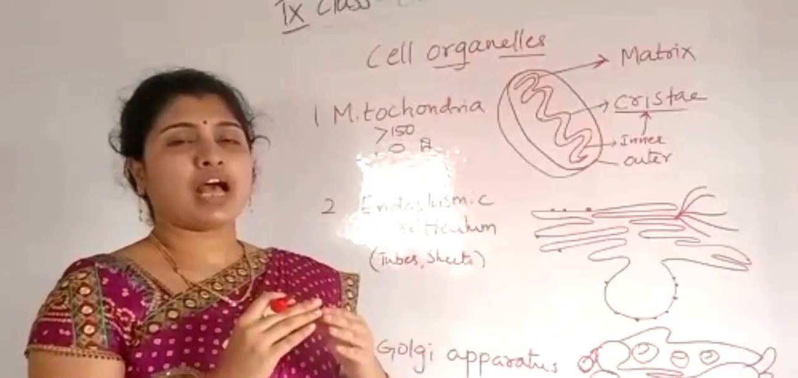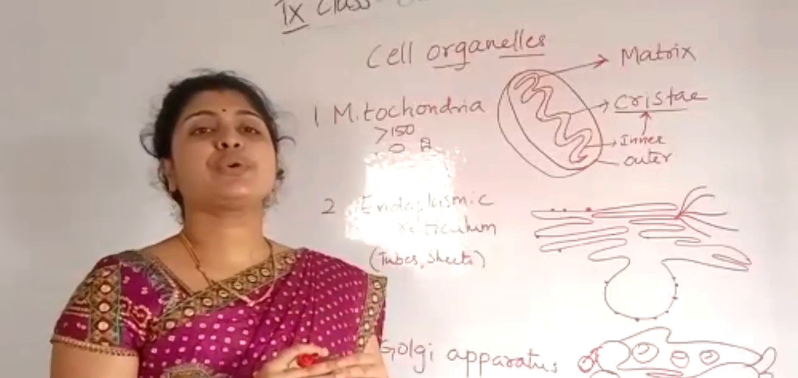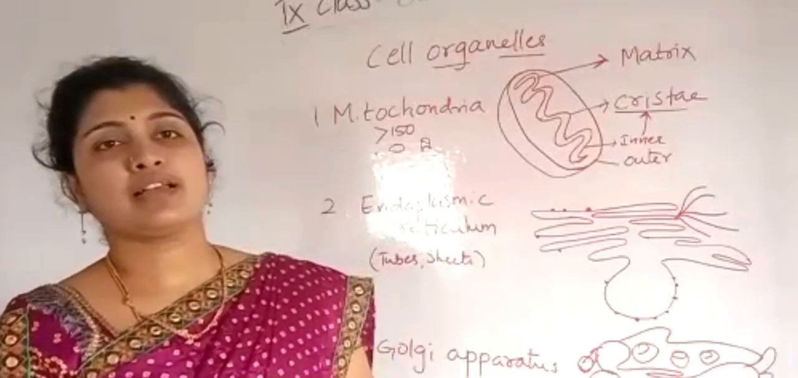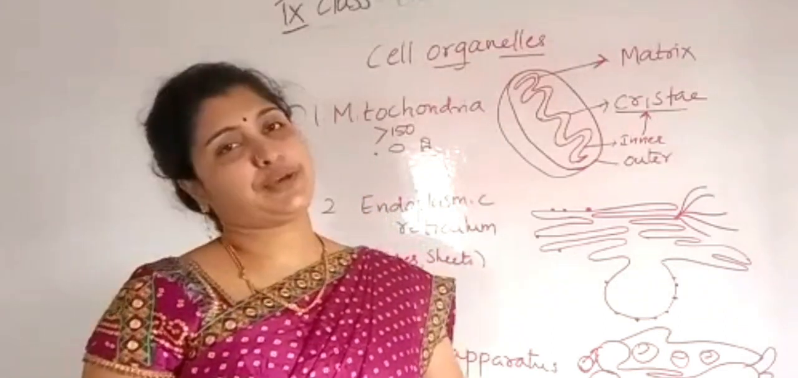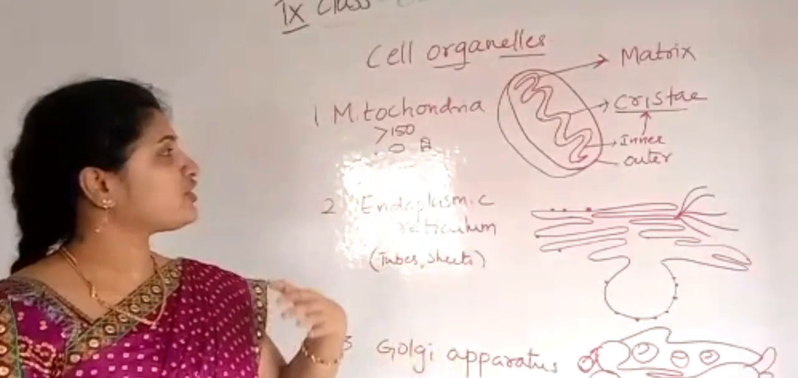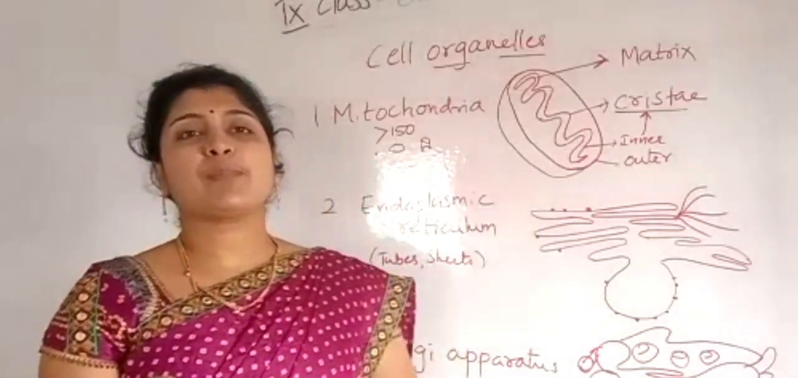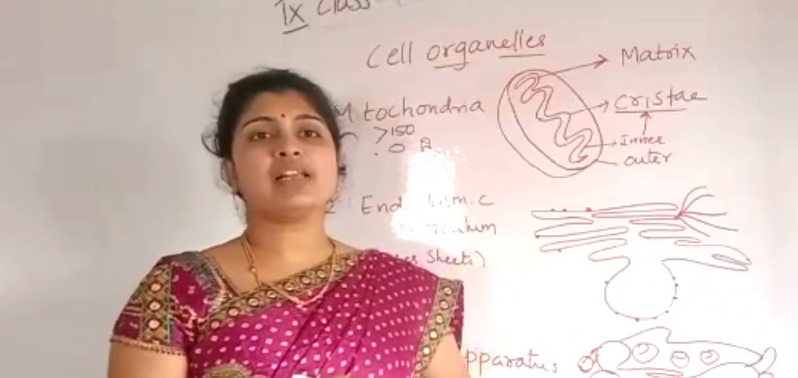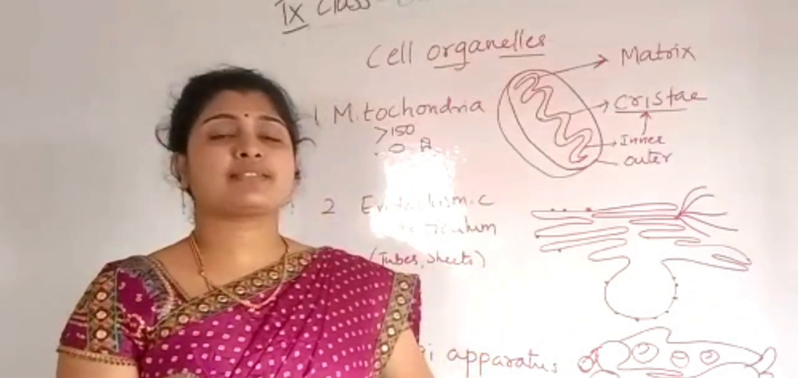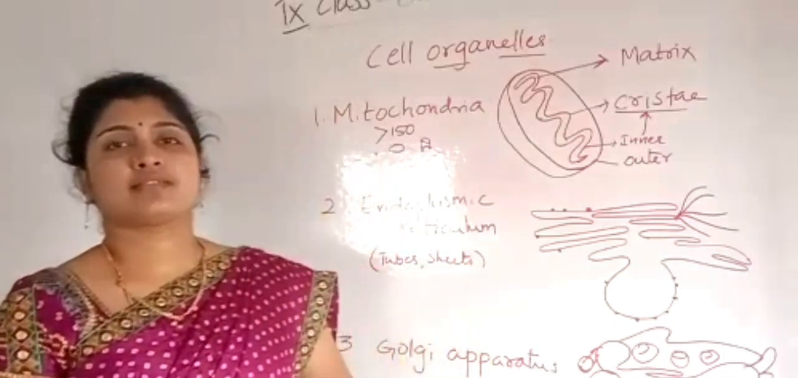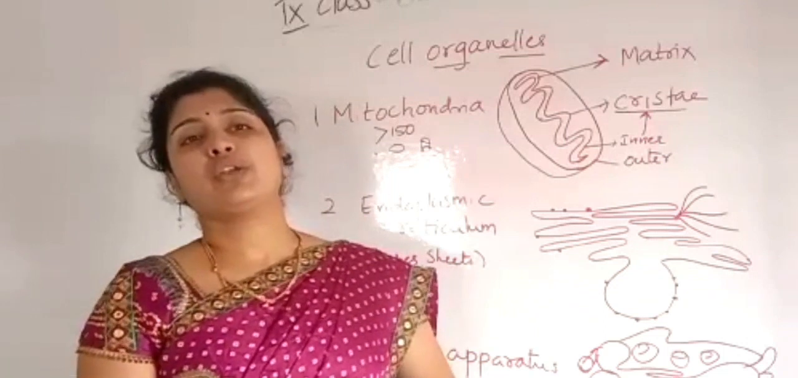If we observe it under the microscope, it is 2 to 8 microns long and 0.5 microns in diameter. They are of different shapes: a dot, oval, cylindrical. And if we compare the size with other cell organelles, the mitochondria is 150 times smaller than the nucleus. How many times? 150 times smaller than the nucleus.